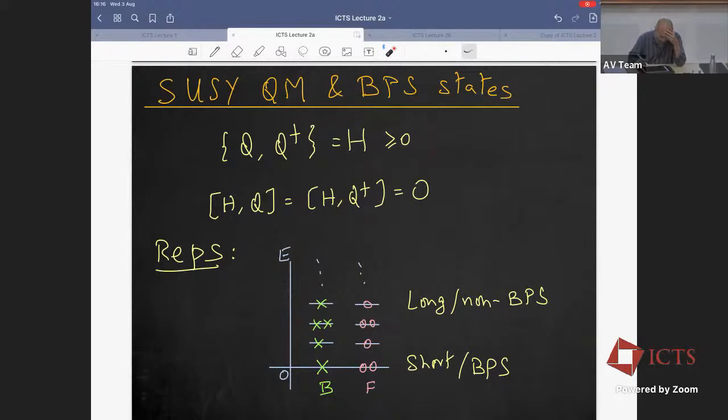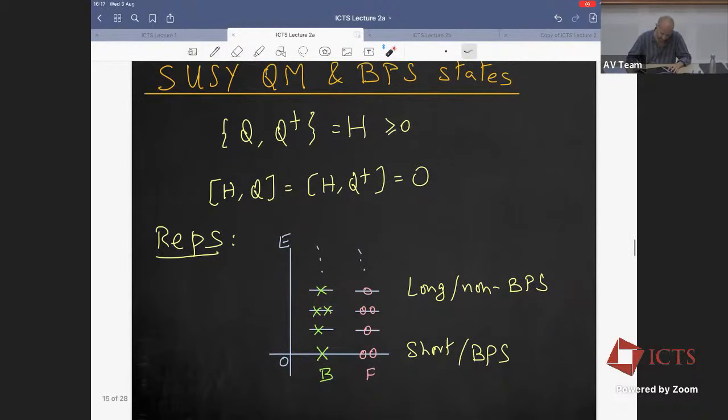So you have a complex supercharge Q, where Q and Q bar anticommute to H, which is non-negative definite, and the commutator of H with Q dagger is zero. Okay, so this is the setup of the Witten index, and the representations come in two types. One is massive, or long, or non-BPS representations, which are boson-fermion pairs with equal energy and opposite fermion number, or you can have singlets, or short, or BPS representations, which come at zero energy. And they can be either only bosons or only fermions.